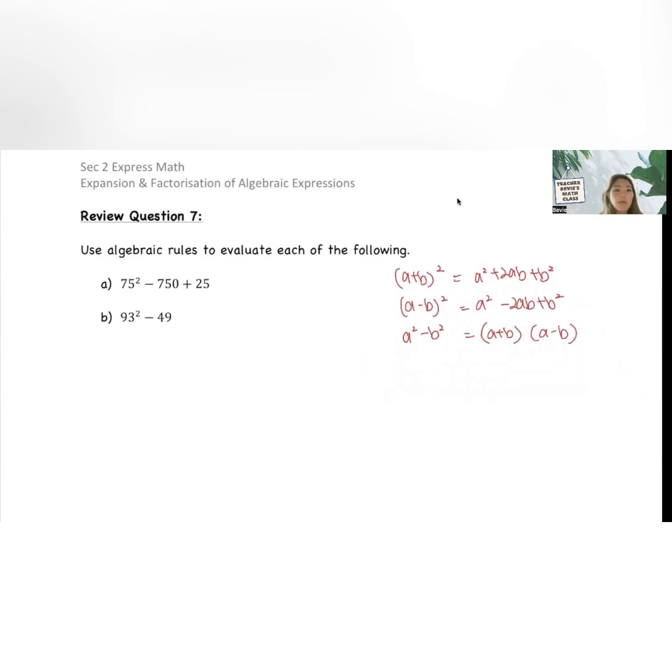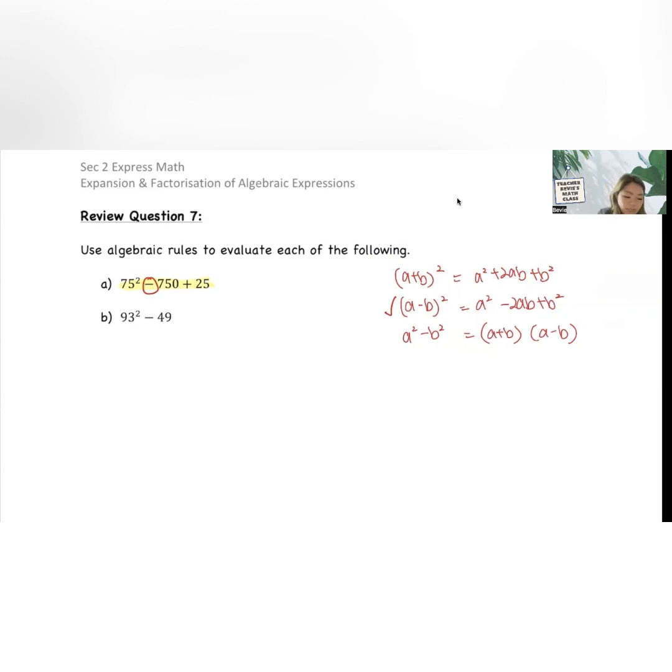So let's take a look at part A. I have 75 squared - 750 + 25. Take note, just a little clue for us. I see three terms over here, and with three terms, only the first two special identities apply. And I see a negative over here, meaning it's more likely to be the second special identity.